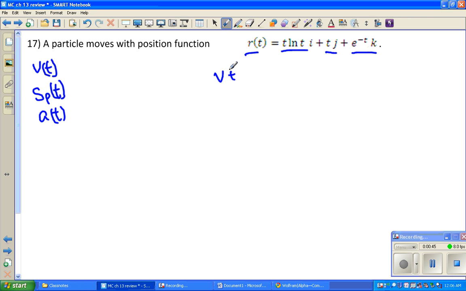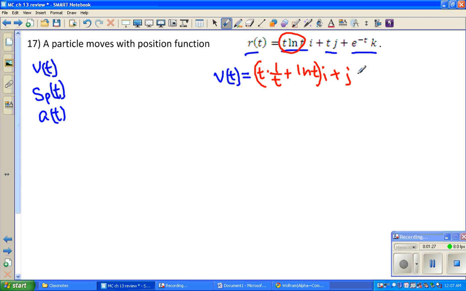v of t. To find v of t, of course, we have to realize here that we have the product rule which we have to obey, and that is equal to t times the derivative of ln of t, which is 1 over t, plus ln of t, right here, times the derivative of t, which is equal to 1 itself. So we don't have to worry too much after that. That whole thing belongs to i. Now, plus the derivative of t itself becomes simply 1, so we have j left.